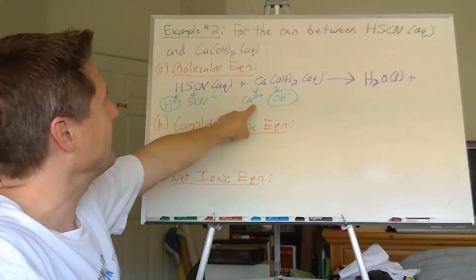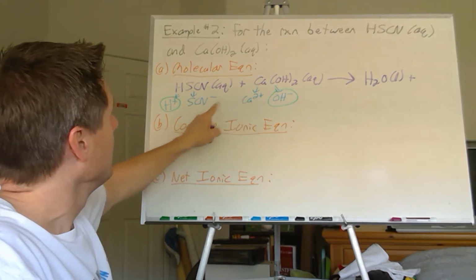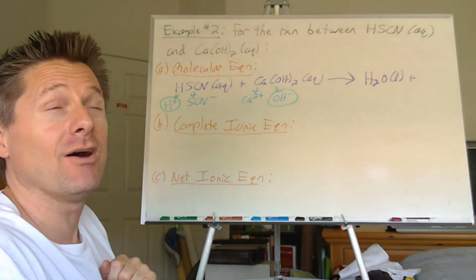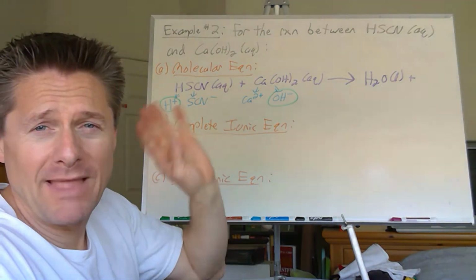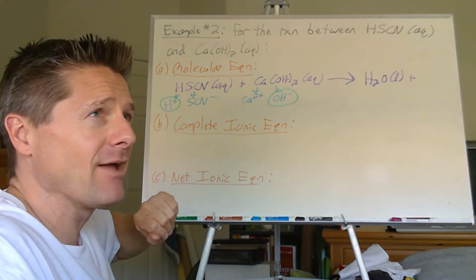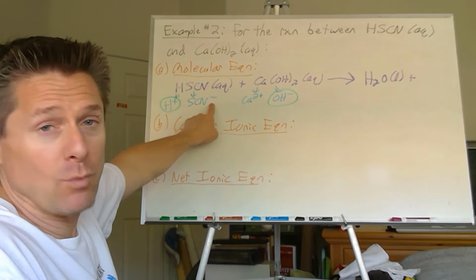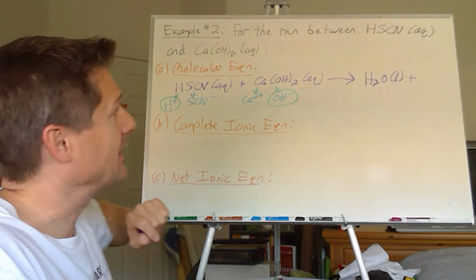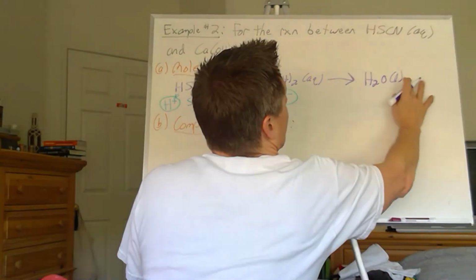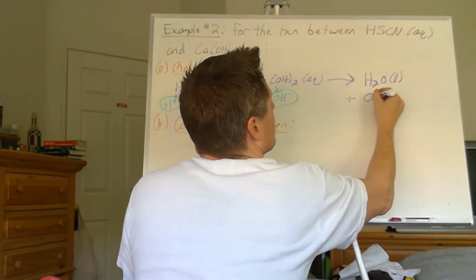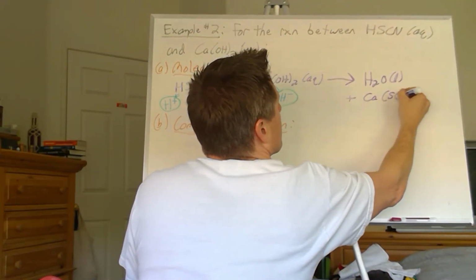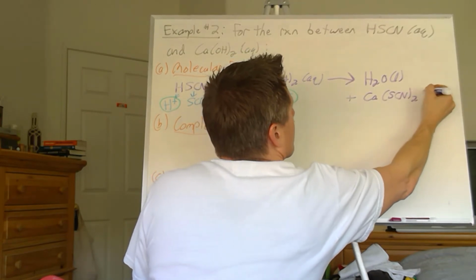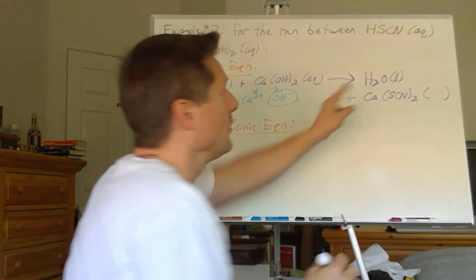And then we're going to get the salt, calcium thiocyanate. Oh, I just made that one off the top of my head. I think it's thiocyanate. That's a -1. Doesn't matter what it is. That's a -1 charge. So there's 2 of them needed to balance the calcium. I don't think I have room for that. So let's put it down here. And we know the water's a liquid.